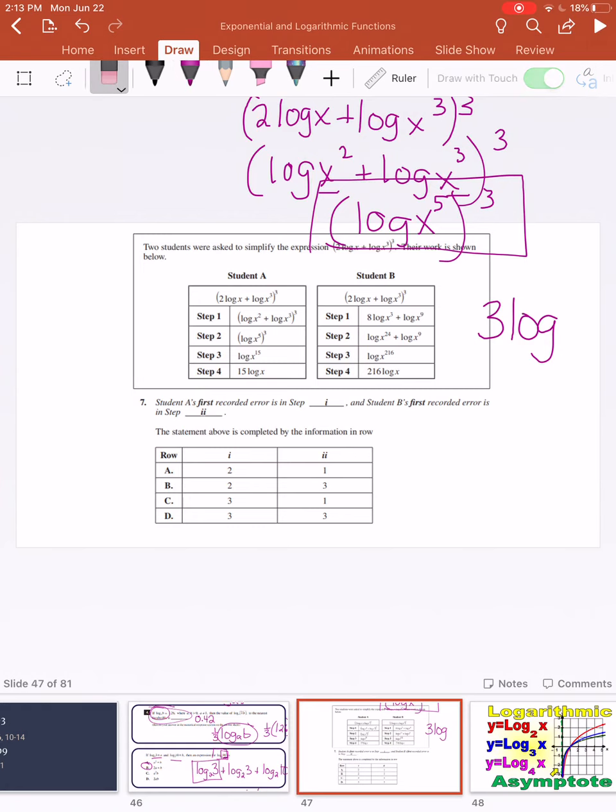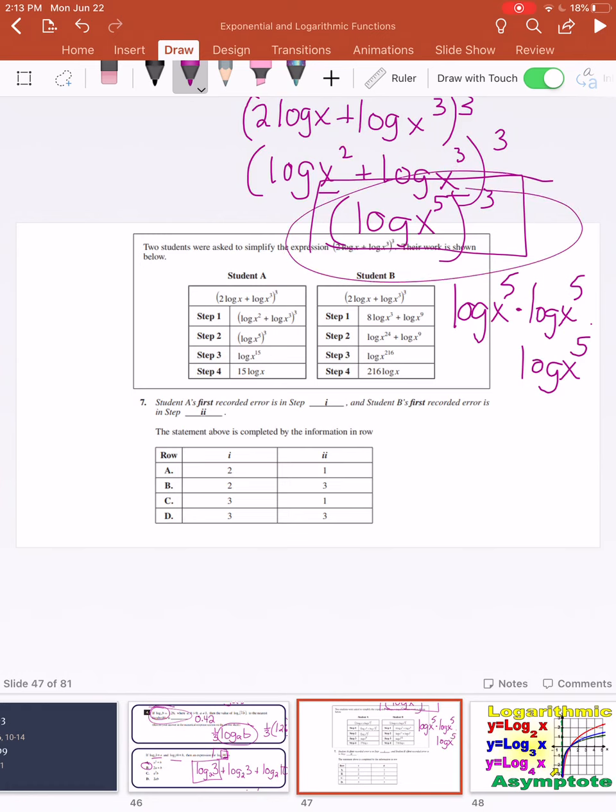So really, this means the same as this: log x to the 5th times log x to the 5th times log x to the 5th. And if you were to look at your log laws, there's actually no way to simplify this. This is as simple as you get.